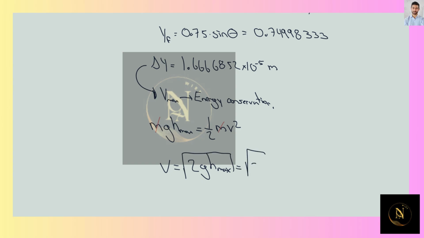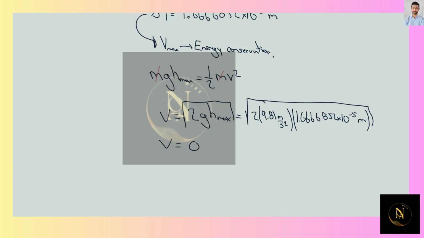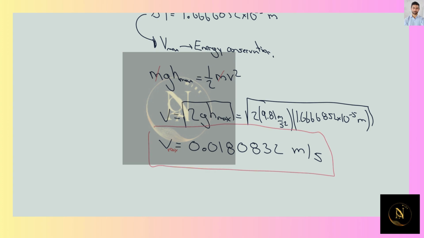So this is 2 times 9.81 meters per second squared times the maximum height, which is this value that we just got, 1.66852 times 10 to the minus 5 meters. And the final velocity is 0.0180832 meters per second. This would be our maximum value for velocity that we can get on this pendulum.